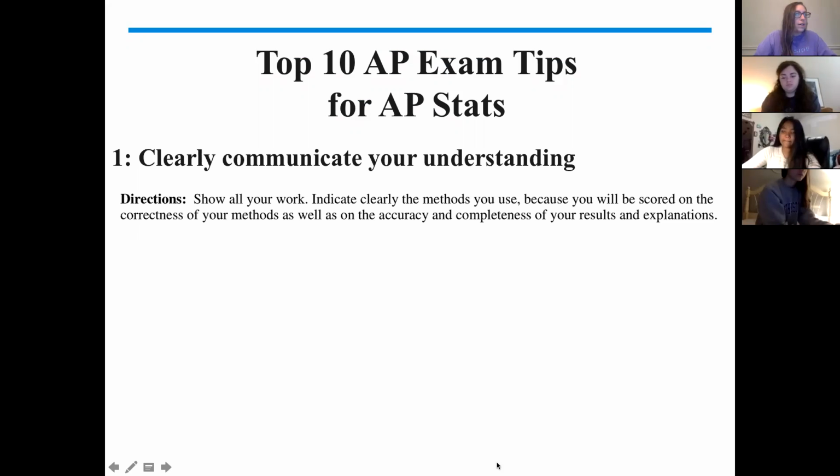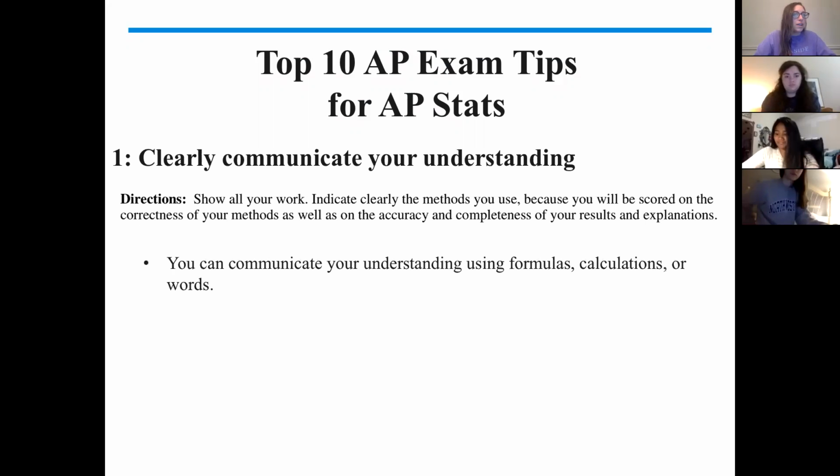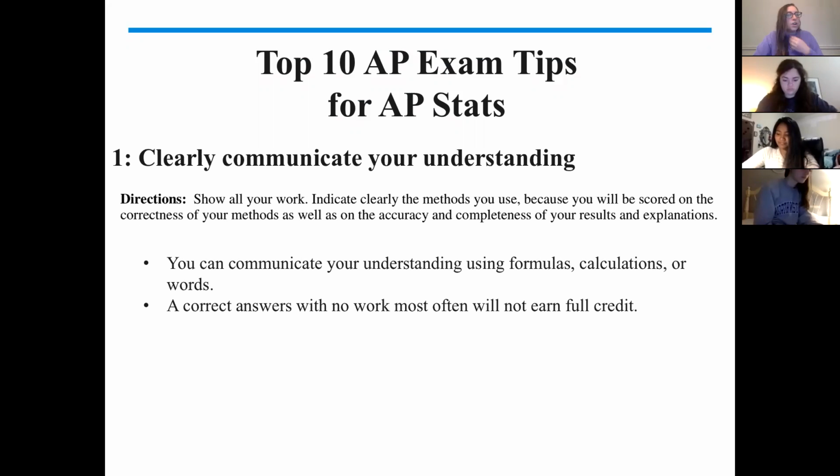So you clearly want to communicate your understanding using formulas, calculations, or words. A correct answer with no work will not give you any credit. We've seen that a lot of times. Even if it's a simple addition problem for probability or something, you always want to show your work. It's like 2 + 2. Write what you need and then be done. Don't try to over explain, because if you say something that's correct and then you say something that's incorrect after that because you just kept talking, they'll actually count the whole thing wrong.